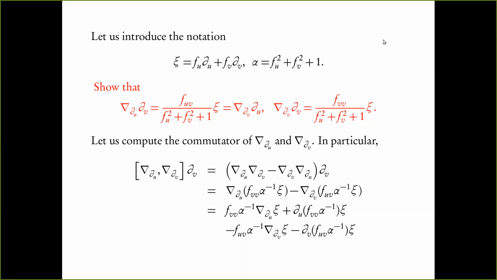Okay, so we are going to simplify this in the subsequent slides and arrive at something interesting. So let me proceed if there are no questions. So far we haven't started the computation, but now you have to compute what this quantity is. Remember that alpha is this number, f_u squared plus f_v squared plus 1, and xi is this vector field f_u del u plus f_v del v. Okay, there are no questions. Let me start the computation.